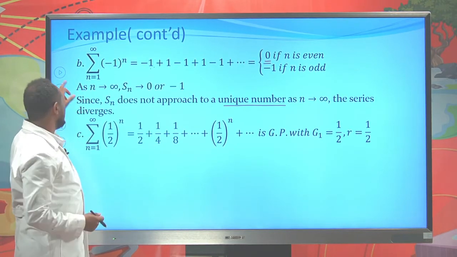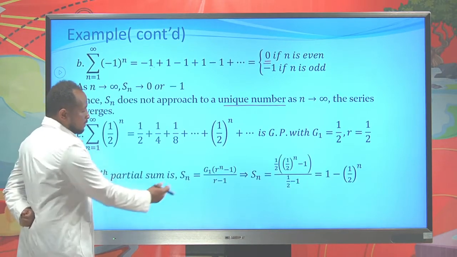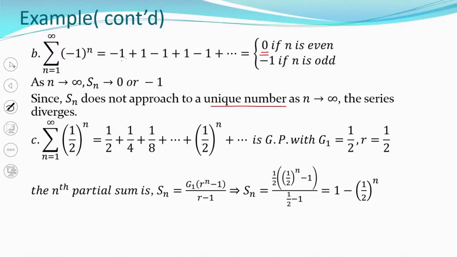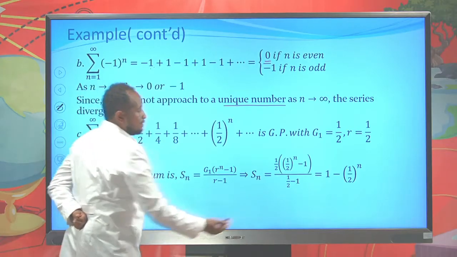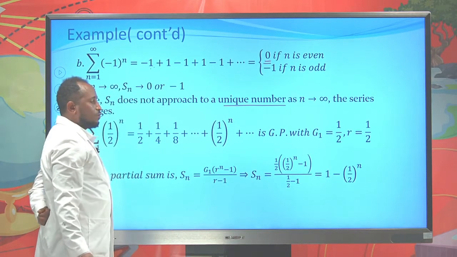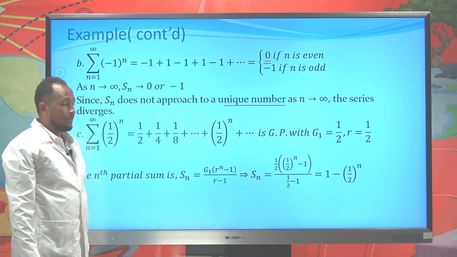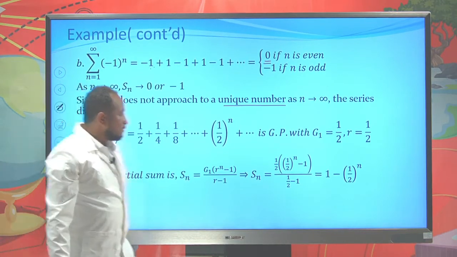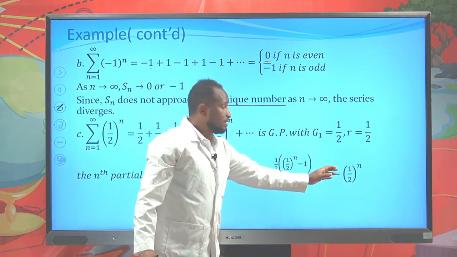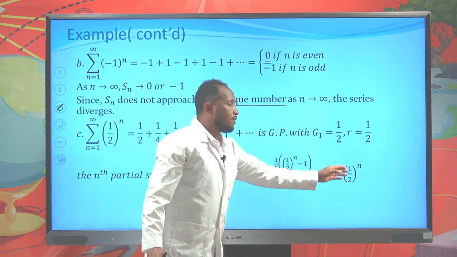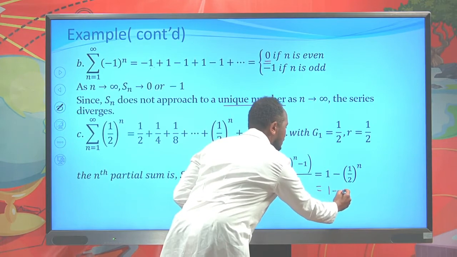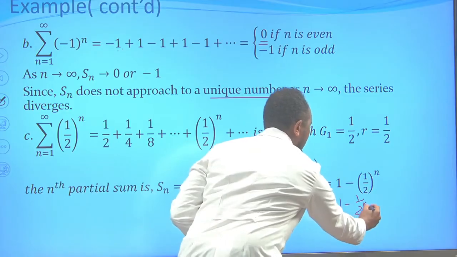The nth partial sum of this sequence is Sn equal to g1, which is 1 over 2, times r raised to n, which is 1 over 2 to the power of n, minus 1, over r minus 1. So when you evaluate this, you get 1 minus 1 over 2 to the power of n. So this is the nth partial sum. When n goes to infinity, I can write here, this is 1 minus 1 over 2 to the power of n.